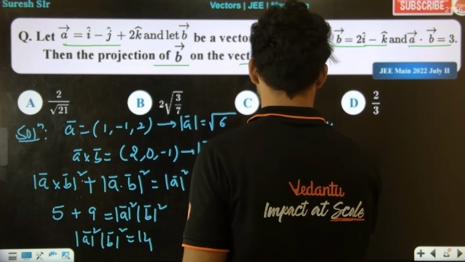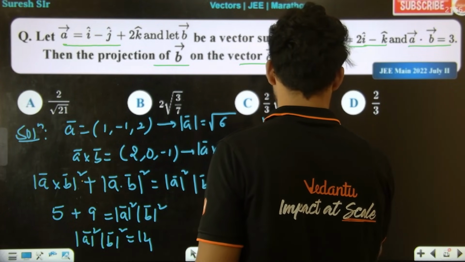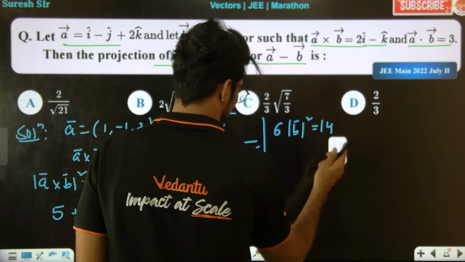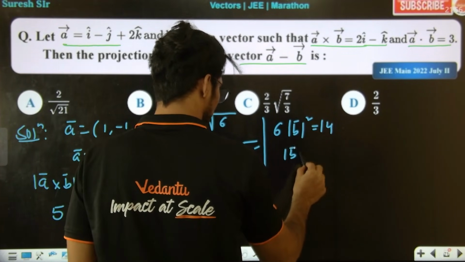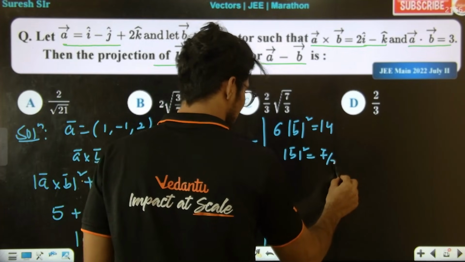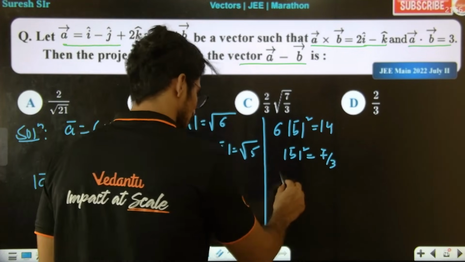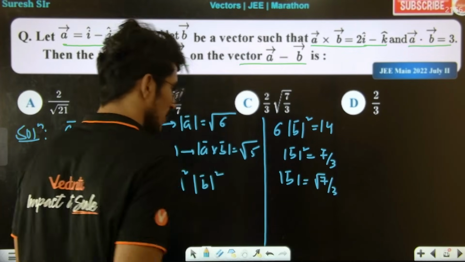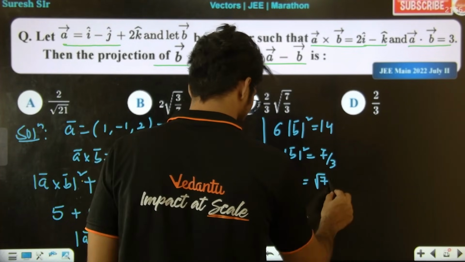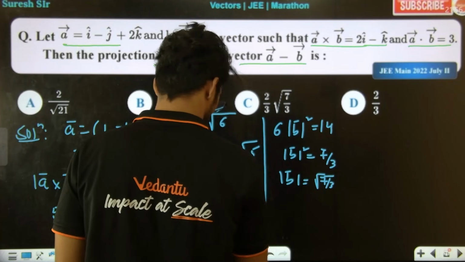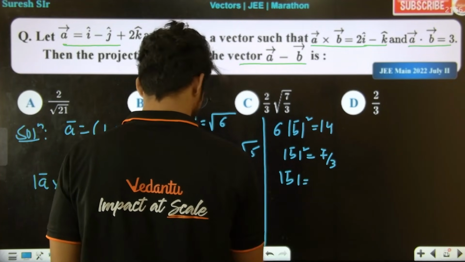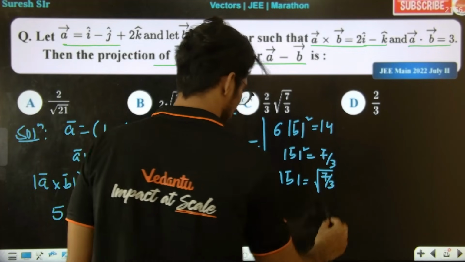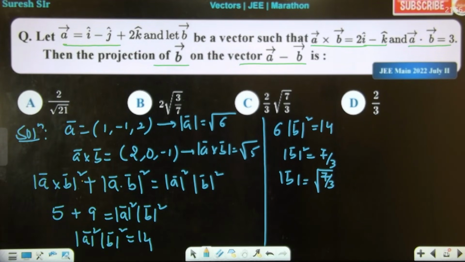So the magnitude of B is equal to what? Root 14 by 6. Do you agree? Or else I can cancel like this. So the magnitude of B square is equal to 7 by 3. Can we do it like this? Yes or no? So the magnitude of B is equal to root 7 by 3, in fact whole root 7 by 3. You understand, people? Yes sir.